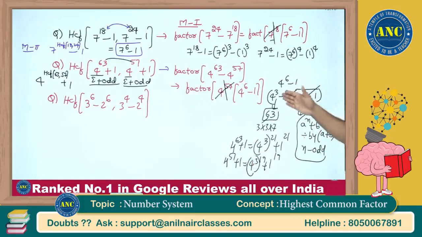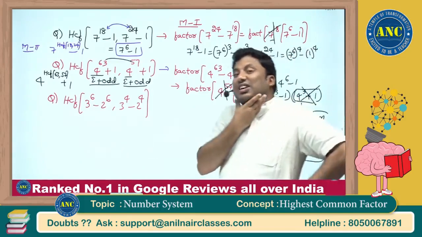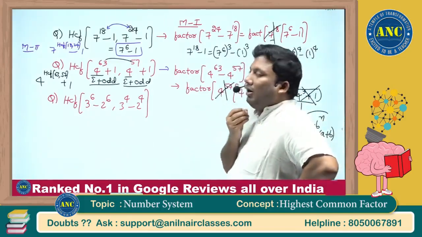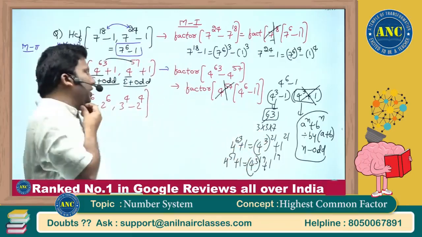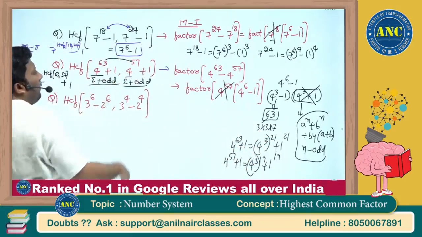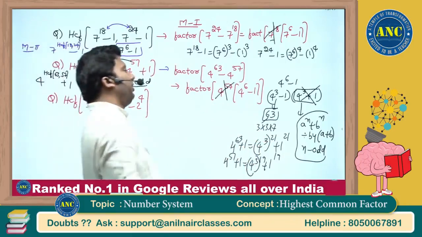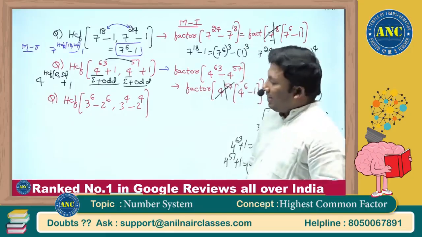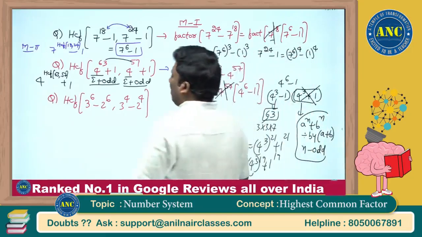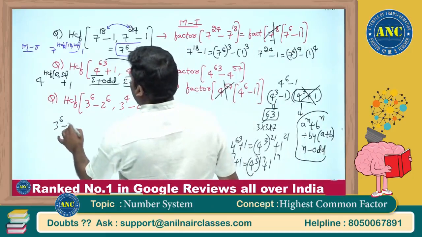So these 4 cube minus 1, 4 cube plus 1. 4 cube minus 1 is 63. 63 is divisible by 3. Answer is divisible by 3. Both the numbers should be divisible by 3. These 4 power 57 plus 1 not divisible by 3. Answer not. Idea clear? So here it is 3 power 6 minus 2 power 6.